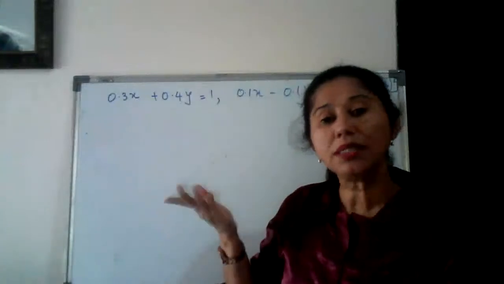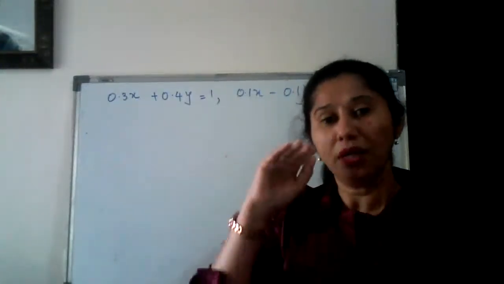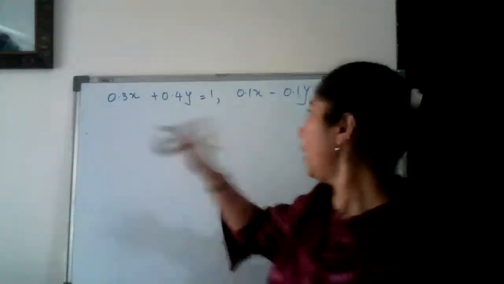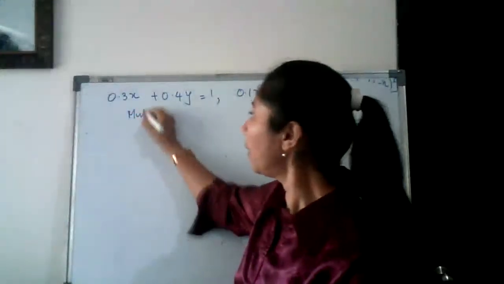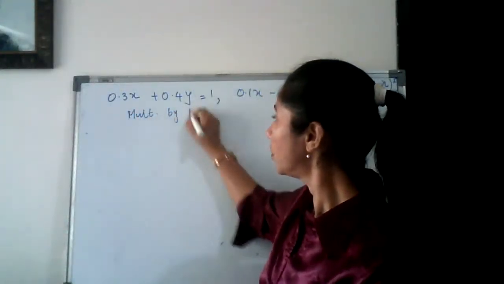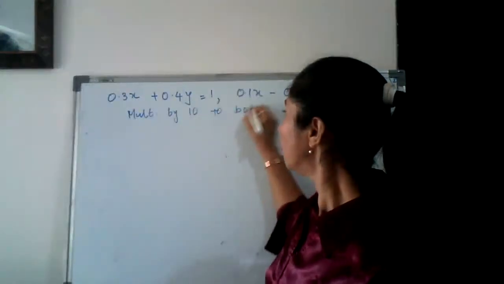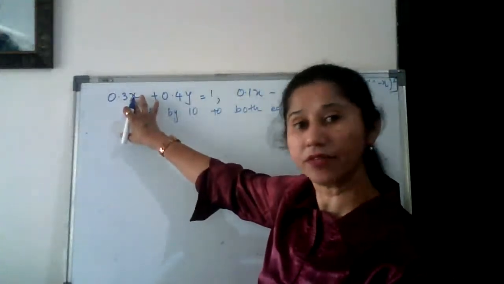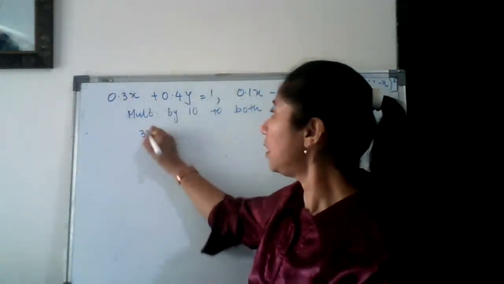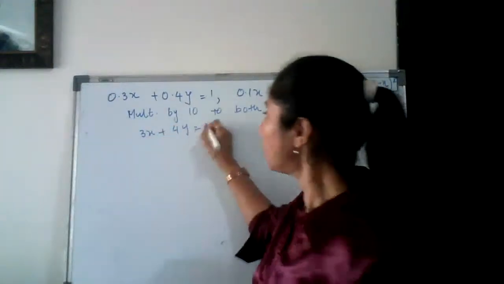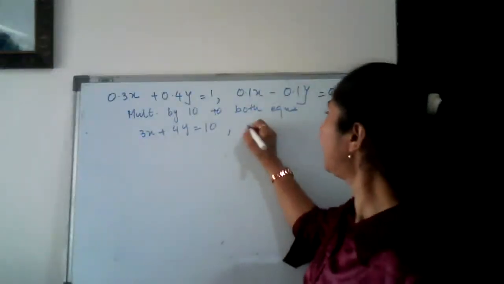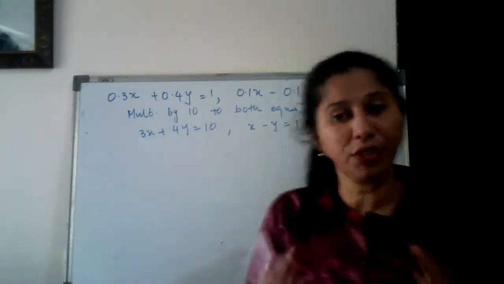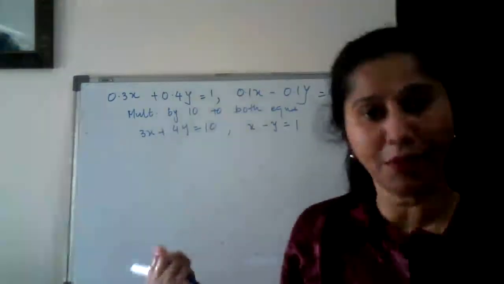So what is the easier way of doing it here? Let's get rid of decimal. How to do that? The simple way of doing it is multiplying both equations by 10. So what do I get when I multiply this by 10? I get rid of the decimals, so it becomes 3x plus 4y is equal to 10. Here multiplying by 10, I get x minus y is equal to 1. Isn't it a simple equation now? You all know how to solve the equation, isn't it?